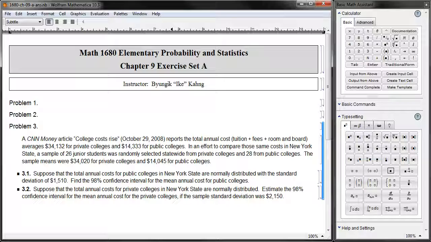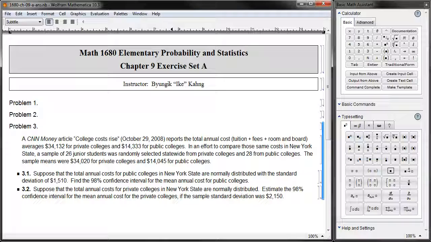A CNN Money article, College Cost Rise, on October 29, 2008, reports the total annual cost averages $34,132 for private colleges and $14,333 for public colleges. And they are 2008 figures, not today's figures.